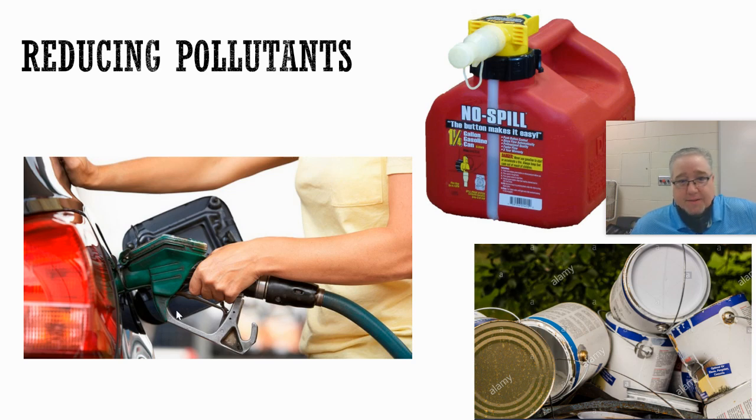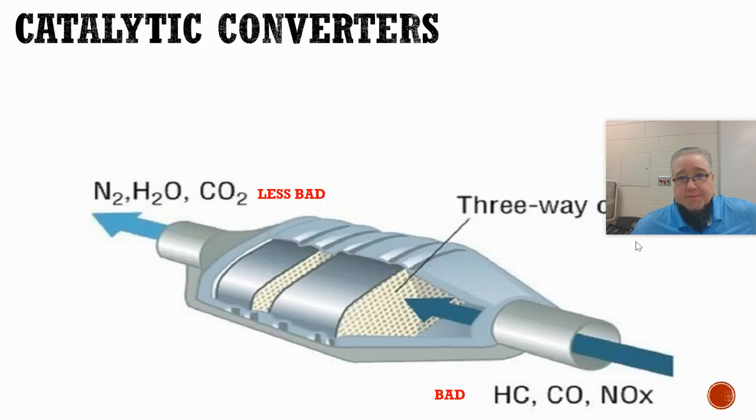The gas pump itself has been engineered over the years. There's a lot of science that goes into the engineering of a gas pump, so that these things don't leak gasoline and don't spill it all over the place, because again, gasoline is a volatile organic. So there are some things that we can do to help reduce some of these emissions.